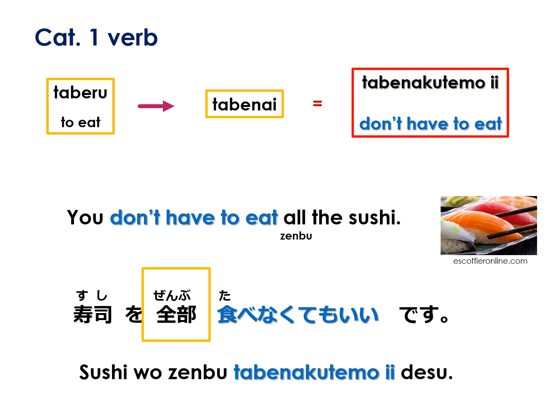Zenbu, meaning all, is an adverb of quantity and does not need a particle. It is typically said just before the verb.